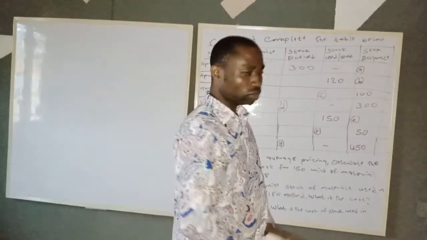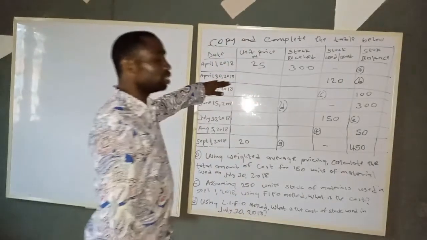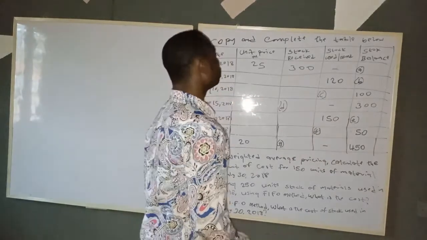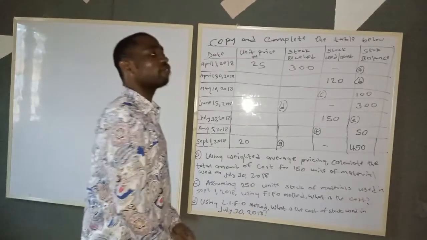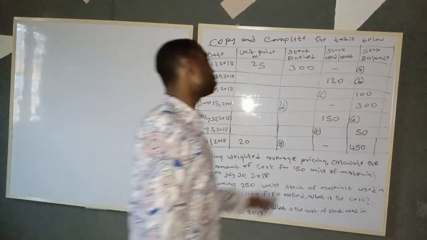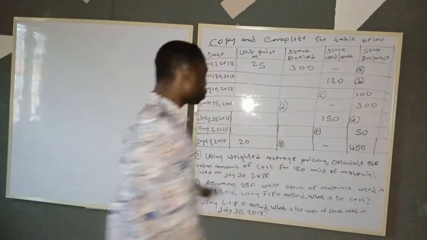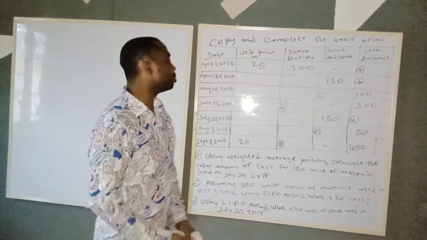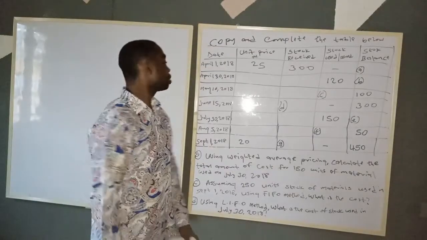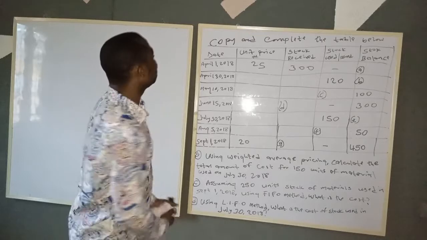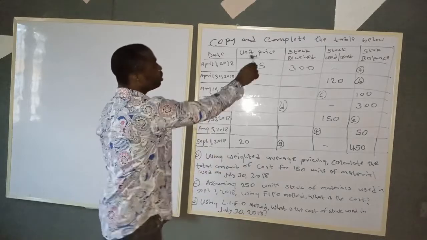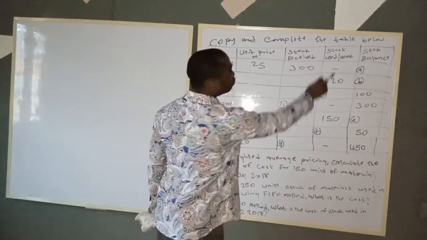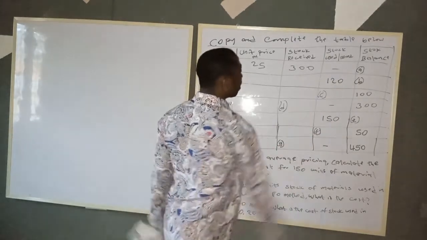So this question is the second one I'll be solving on this particular costing system. We saw the other one in which we had to create the table by ourselves, but in this particular one we have to copy and complete the table, then we will solve the questions below. The first thing they give us: we have the date, the unit price, the stock received, stock issued or used, and then the stock balance.